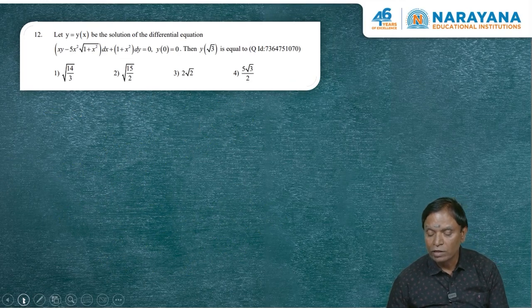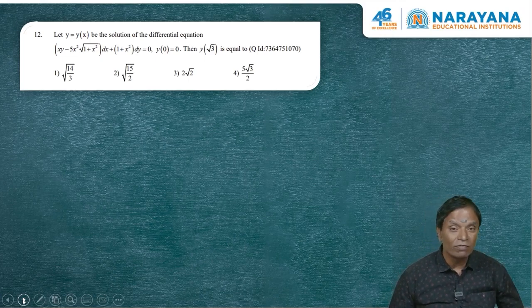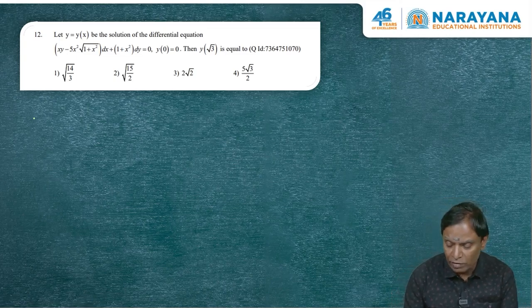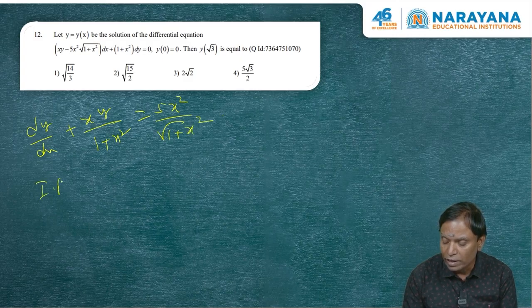You are given y equal to; look at the differential equation carefully. It is clearly a Leibniz linear differential equation. After simplification, the equation reduces to dy/dx plus xy/(1 + x square) equal to 5x square by root of (1 + x square). The integrating factor of this equation is root of (1 + x square).